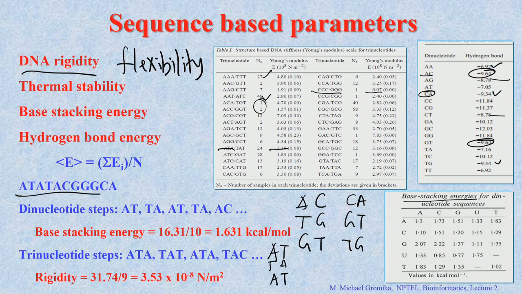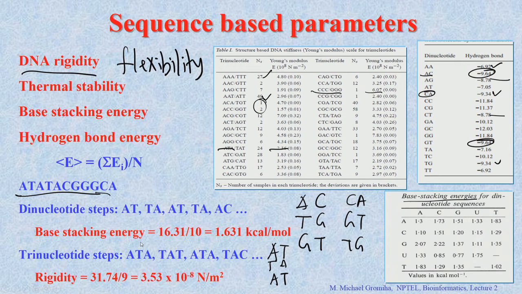Now, if you have a sequence, how do you calculate the average property of any DNA sequence? That is the question. I will explain with two examples, one with the rigidity and one with the base stacking energy. If we take this sequence ATA, TAC, GGGCA, we need to divide this into overlapping segments. Here data are known for the trinucleotides, so we can classify into overlapping segments.